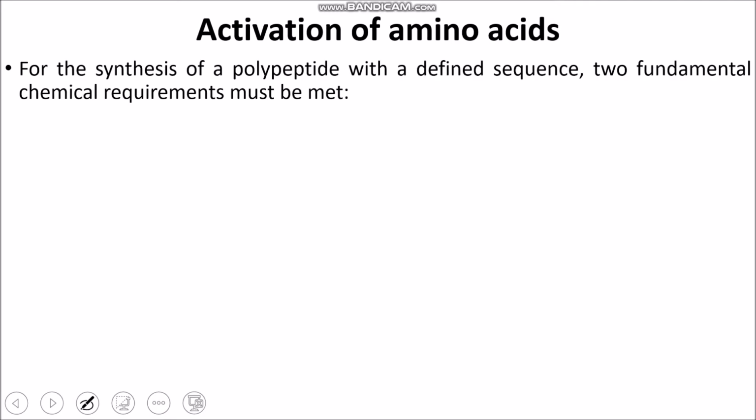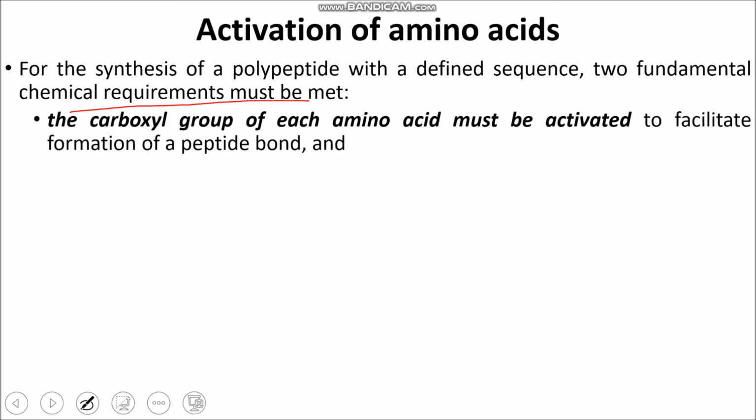So the first part of the process of protein synthesis is activation of amino acid. This amino acid activation is for the synthesis of polypeptides, proteins with a defined sequence, because the sequence will be defined by the DNA, which gives you messenger RNA. Messenger RNA decides which type of peptides we are going to get. So two fundamental chemical requirements must be met.